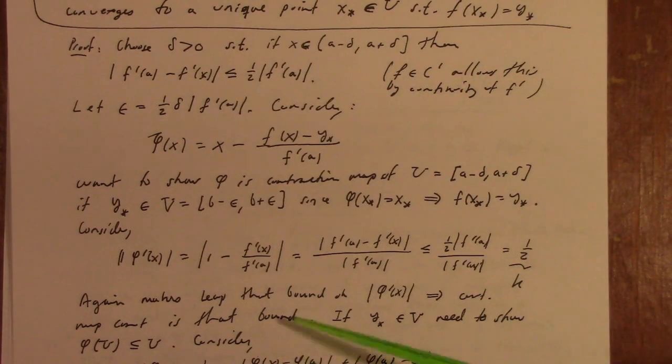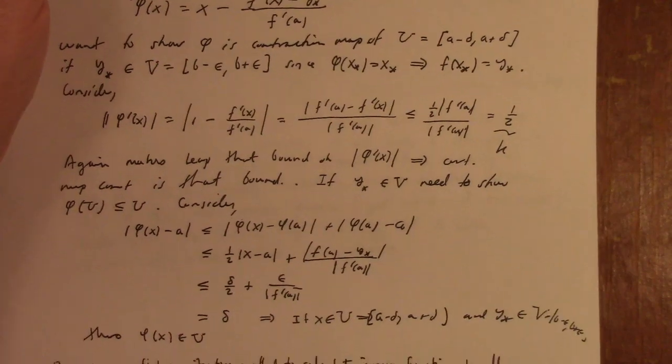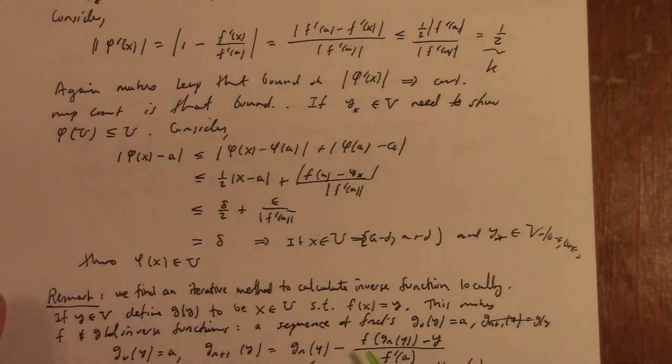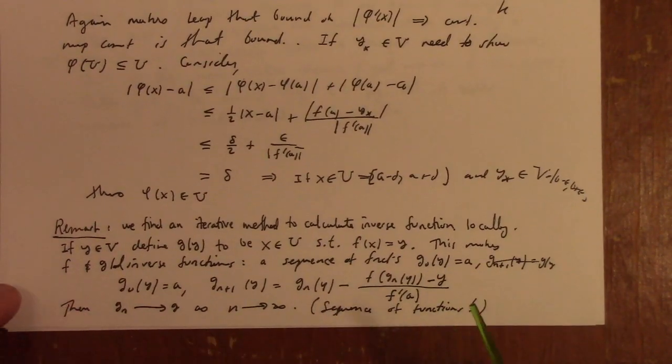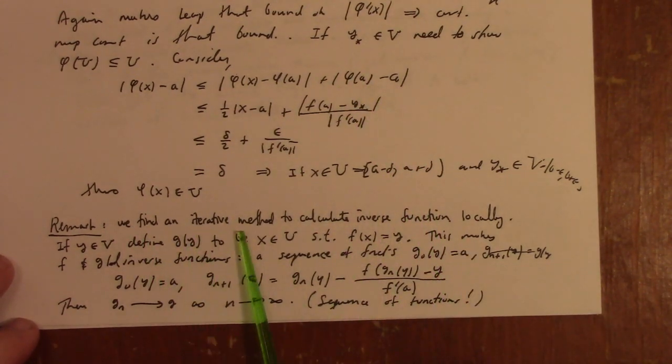And so here's the proof that it is in fact a contraction map. It's kind of more of the same, and the details aren't really important to us at the moment. The larger point, though, is that this gives us an iterative method to calculate the inverse function locally. For y in v, we define g of y to be x in u such that f of x equals y, and that makes f and g inverse functions.